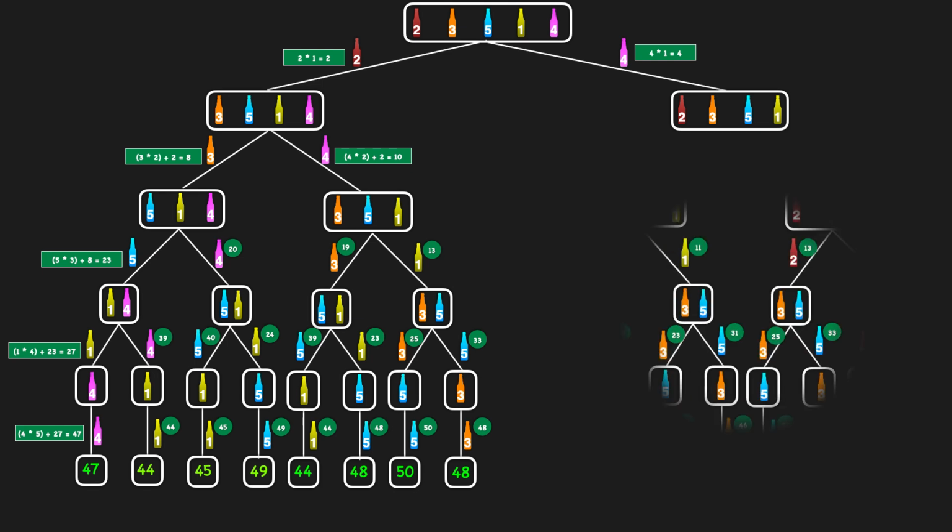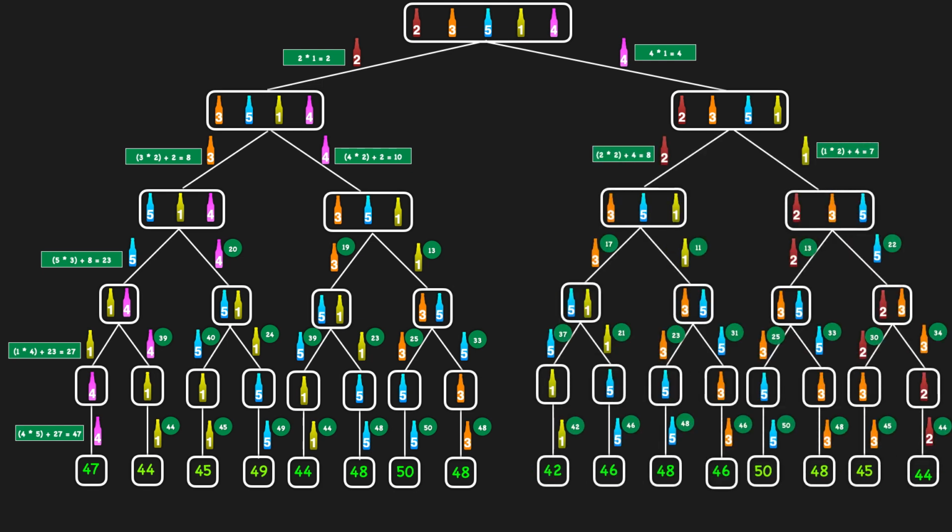And this is what the rest of the subtree will look like in this case when we either sell the bottle from the left or the right first. Now that we have the entire recursion tree in front of us, I will highly encourage you to pause the video and study it thoroughly before we review the code.